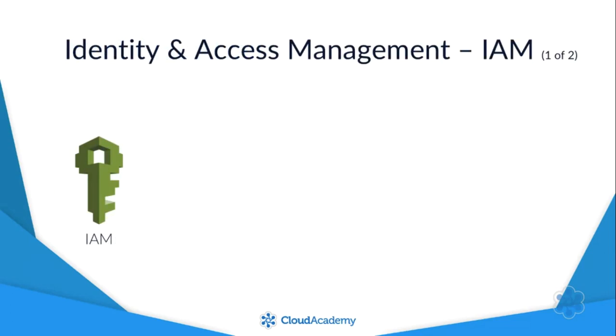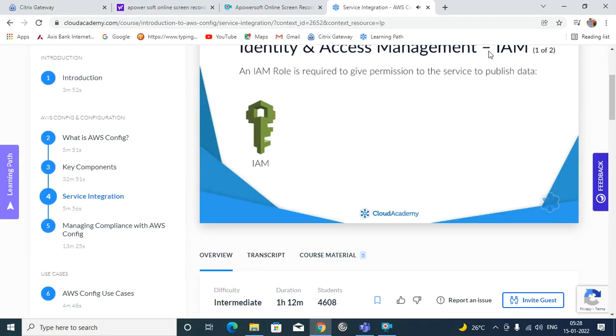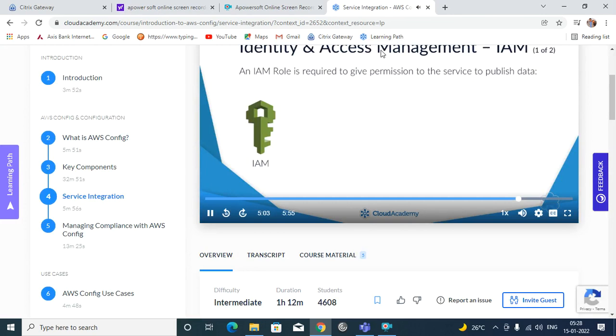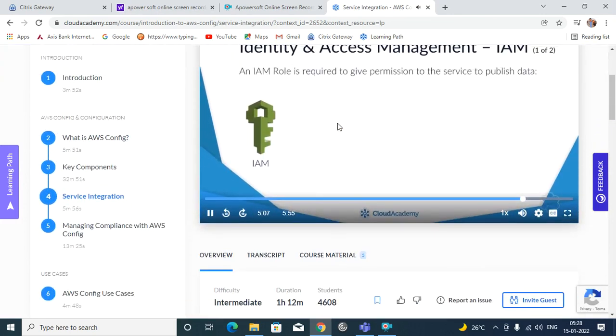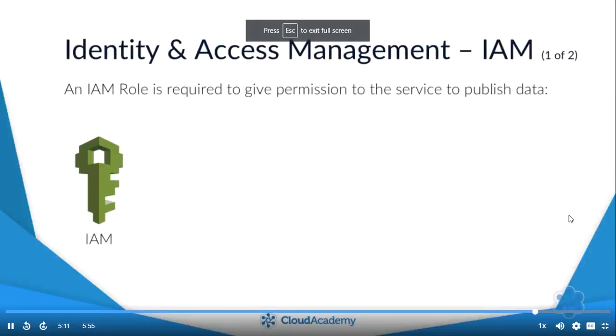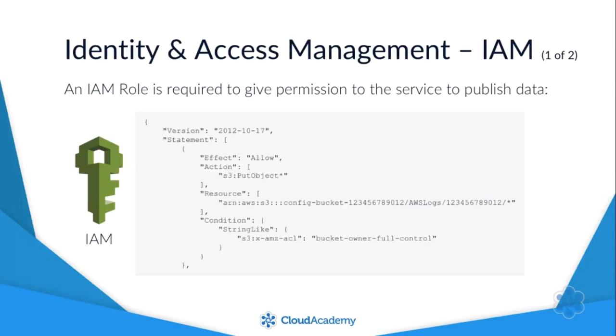The final service that has a relationship with AWS Config is IAM, and again we briefly covered this in the previous lecture. As AWS Config has relationships with other services, specifically SNS and S3, the use of an IAM role is required to enable the service to publish data to an SNS topic for configuration streams and S3 to store configuration history files and configuration snapshots. The policy for this access would look similar to the following on screen.